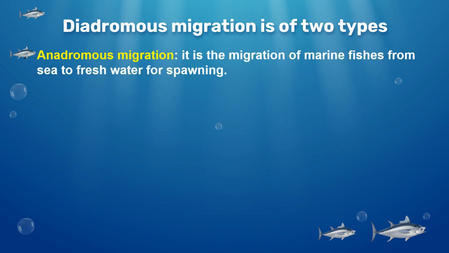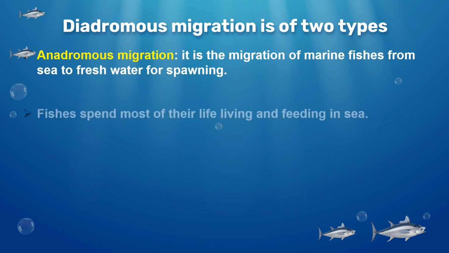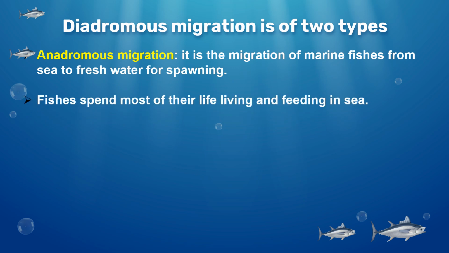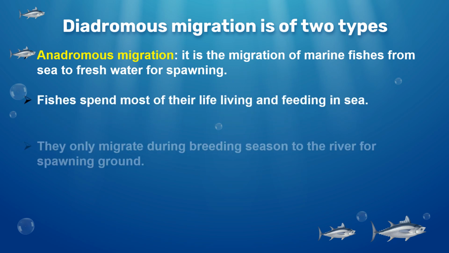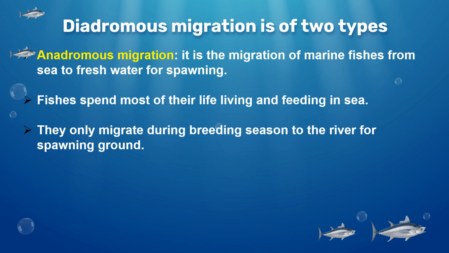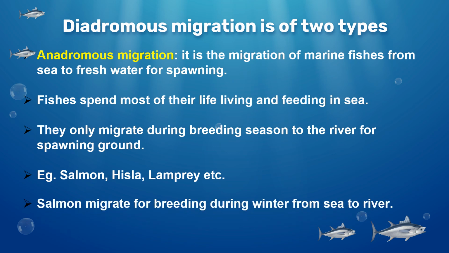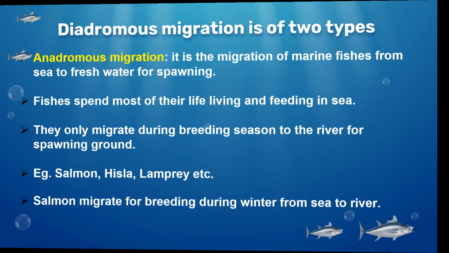Anadromous migration. It is the migration of marine fishes from sea to freshwater for spawning. Fishes spend most of their life living and feeding in the sea. They only migrate during breeding season to the river for spawning ground. For example, salmon, hilsa, lamprey, they all come under anadromous migration. Salmon migrate for breeding during winter from sea to river.